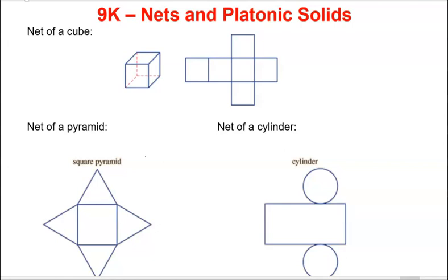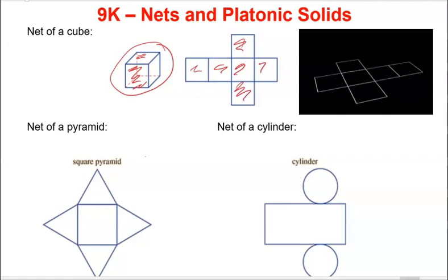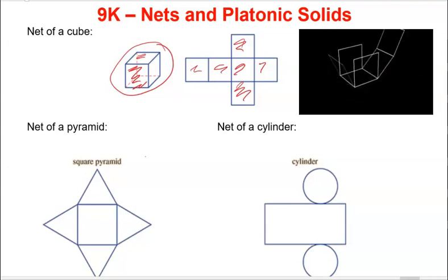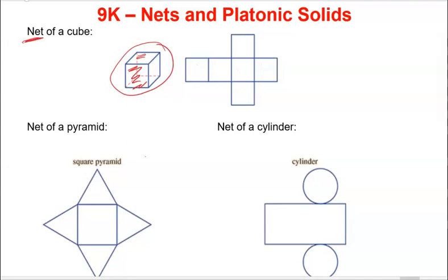Okay, let's talk about nets and Platonic solids. So this cube can actually be unfolded, and each of these different sides laid out side by side, and this is what a net of any solid looks like, in this case Platonic solids. So this is how we would lay out a cube as a net. We'll look more at that down below.